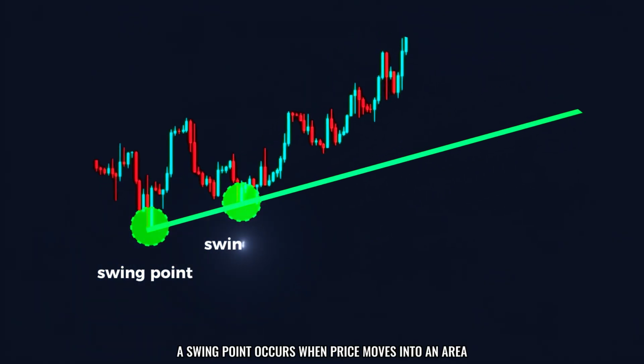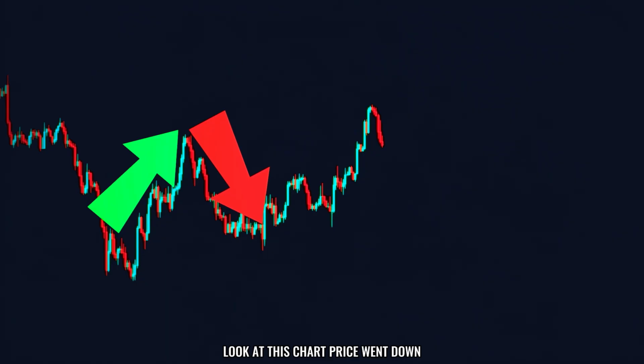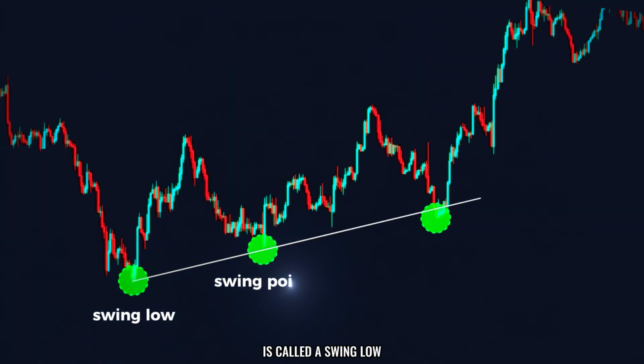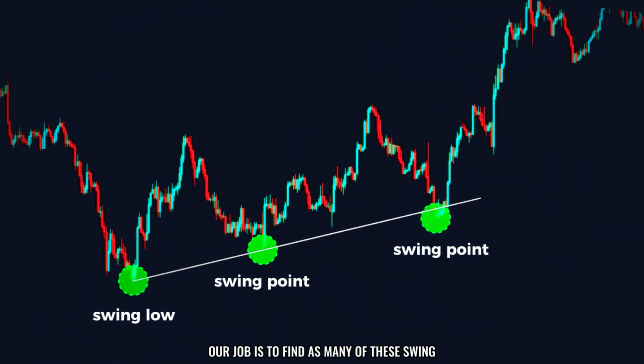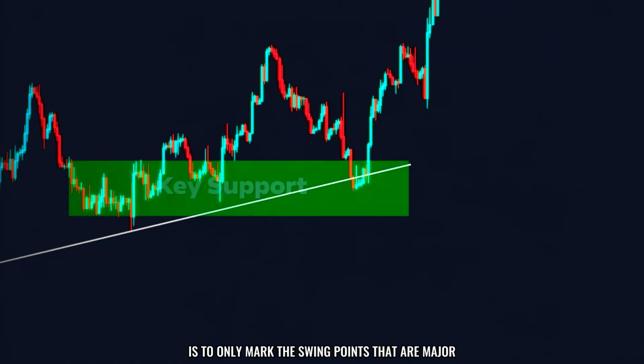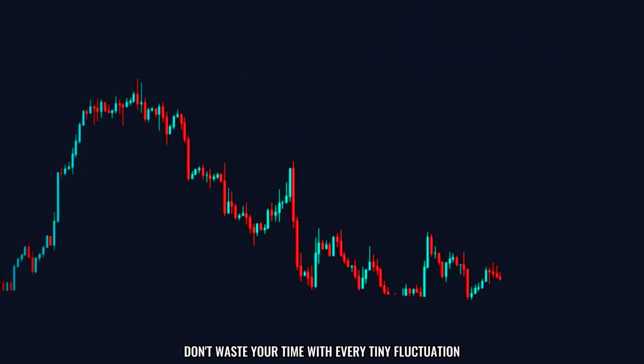A swing point occurs when price moves into an area and then moves away from it, creating a V or A shape. For example, look at this chart. Price went down, hit a floor, and then reversed back up. This lowest point before price moves away is called a swing low. Our job is to find as many of these swing points as possible on the chart. However, the secret key here is to only mark the swing points that are major and obvious to spot. Don't waste your time with every tiny fluctuation. Look for the ones that stand out.